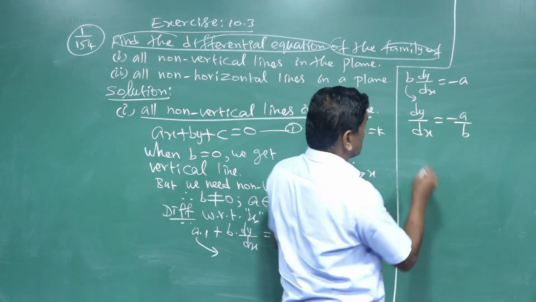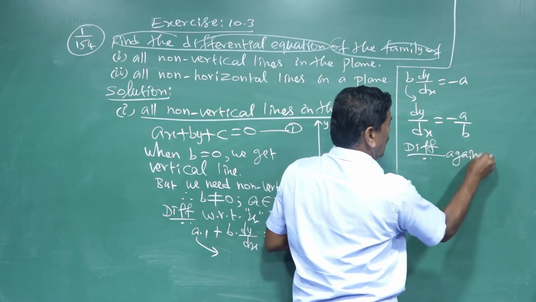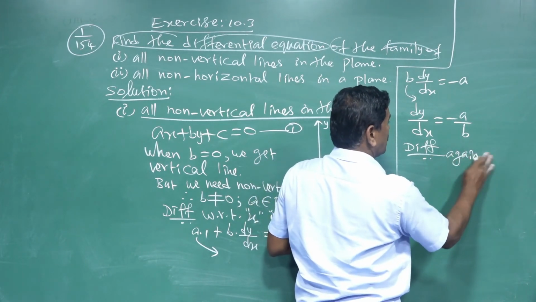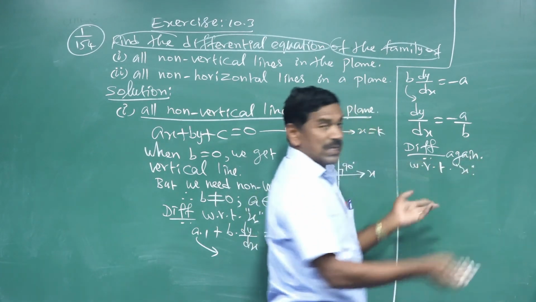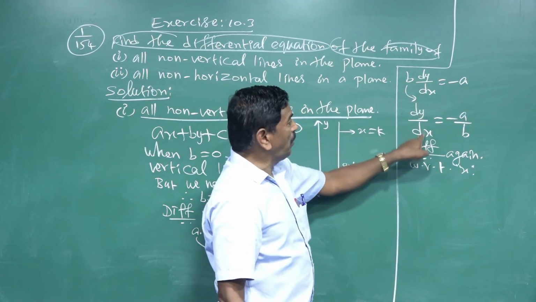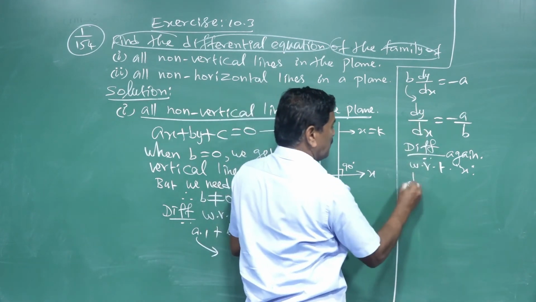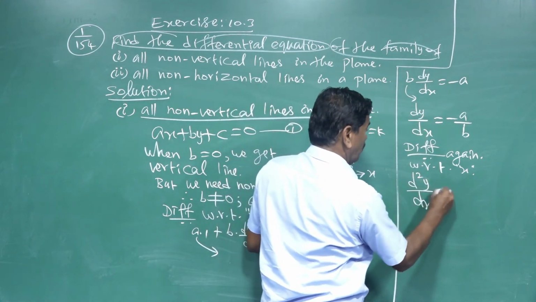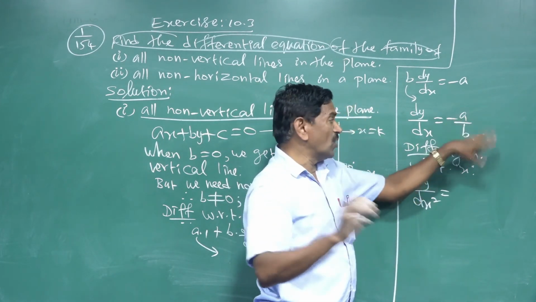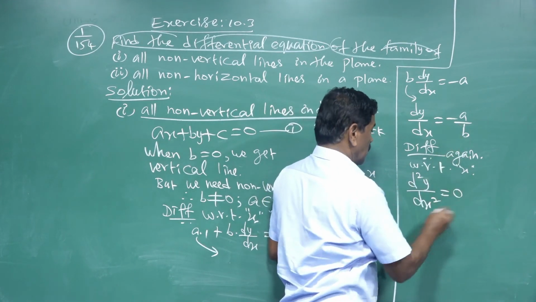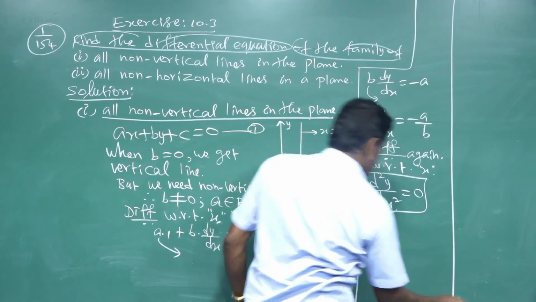Now differentiate again with respect to x. We get dy by dx. One more time differentiation is d square y by dx square, which is equal to minus a by b. Here a is a constant, so constant differentiation is 0. So which is the required answer? That is the answer for the first subdivision, and it is completed.